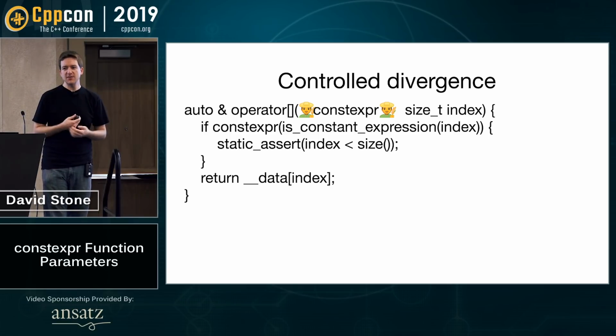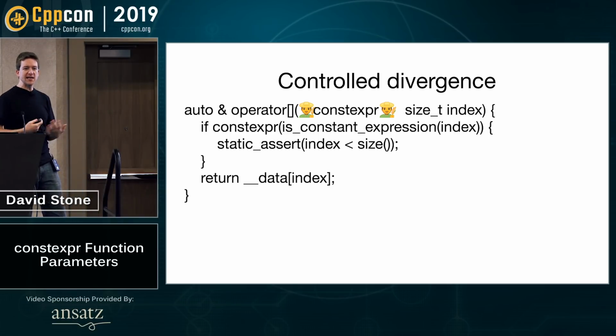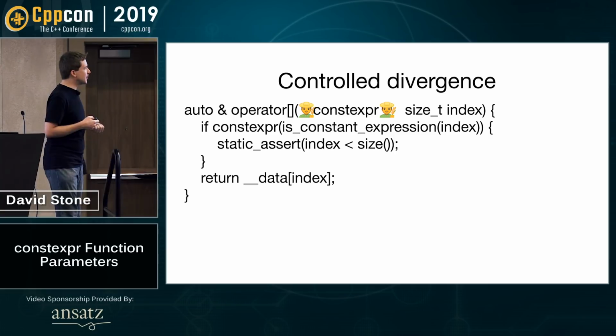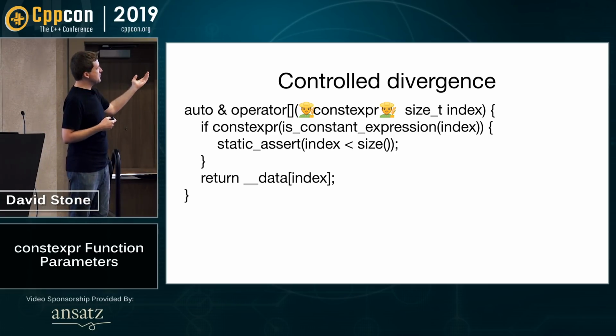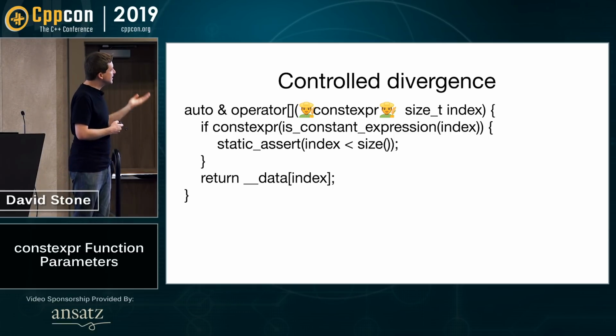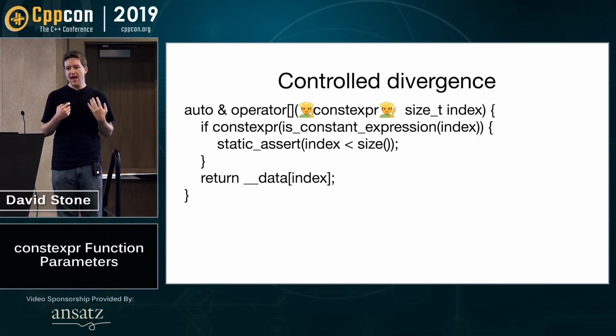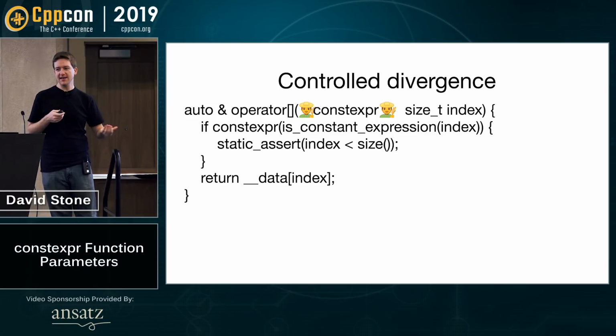So here we have an example of controlled divergence. This could be a possible implementation of array's operator bracket. You give it a maybe constexpr index, and if that's a constant expression, you static assert that it's in bounds. And no matter what, you index some secret C array that nobody knows about to make this an aggregate. I think this would be a good use for it, because conceptually you have one function. And if you can use it at compile time, you just do this one check, but otherwise the body is the same.